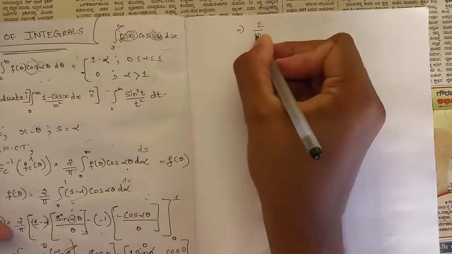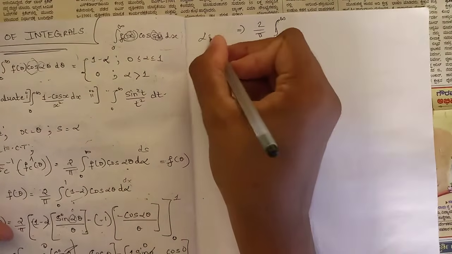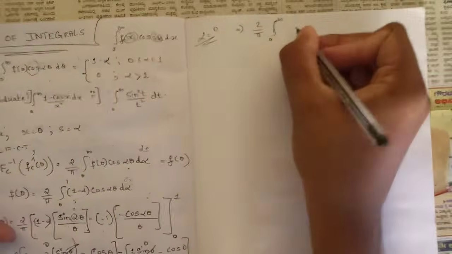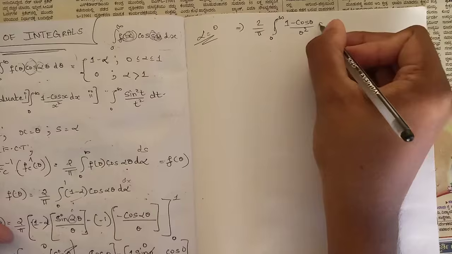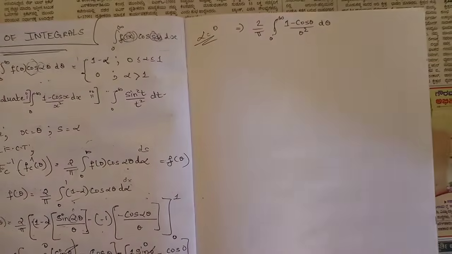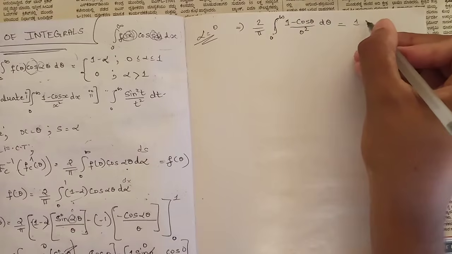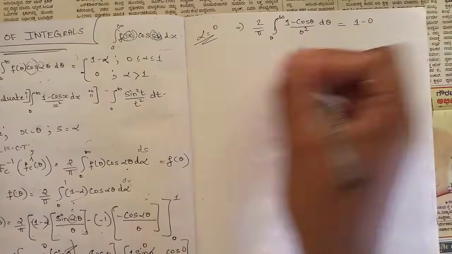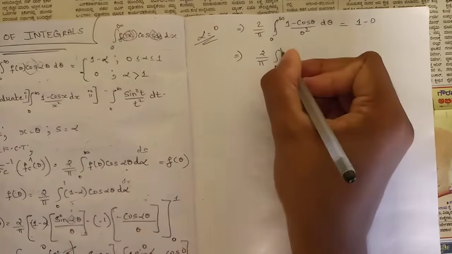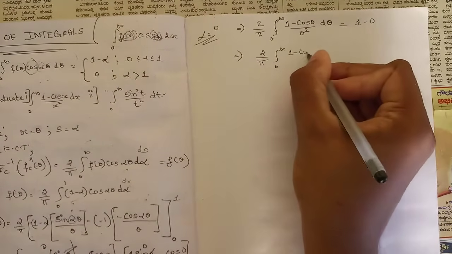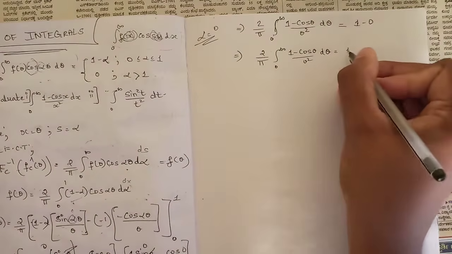2 by pi, integral 0 to infinity, put alpha equal to 0 here, okay, (1 minus cos theta) by theta square d theta. Cos alpha theta would be eliminated, right? That is equal to 1 minus alpha, right? So 1 minus alpha means 1 minus 0. Therefore 2 by pi integral 0 to infinity (1 minus cos theta) by theta square d theta is equal to 1.